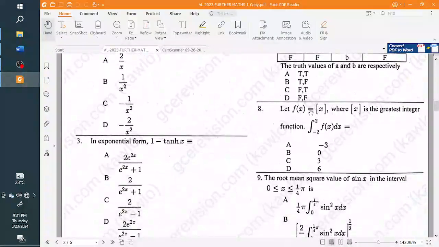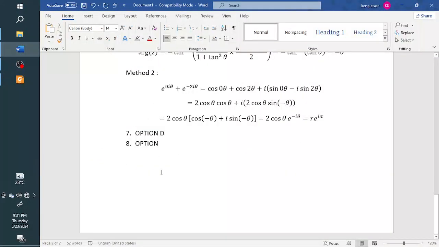Question 8, we have let f of x be equal to this, the floor function or the greatest integer function. What is the integral from -2 to 2 of f of x? Okay, let me see, how will I really explain this? Anyways, I'll try my best to explain. It's not really easy to use a machine and you are limited to so many things.